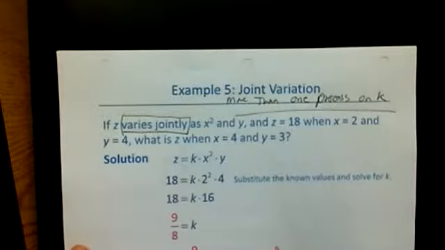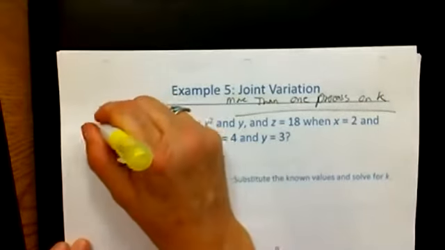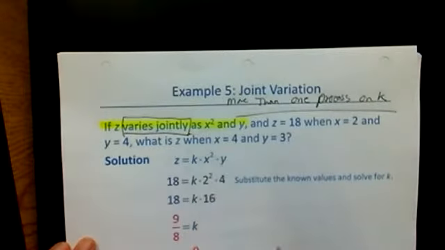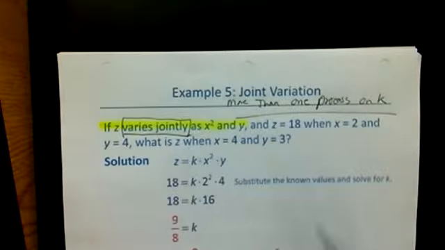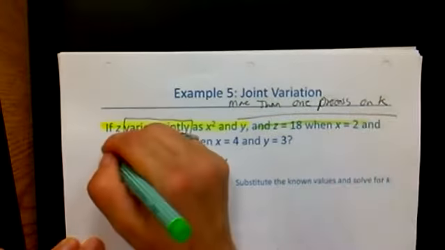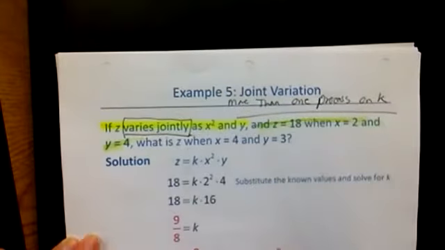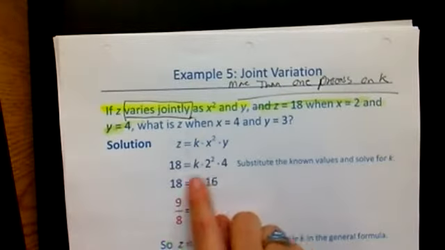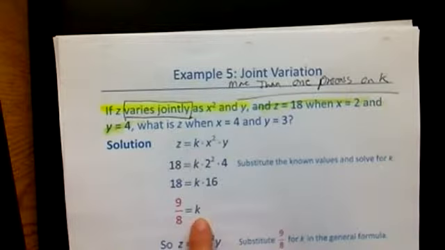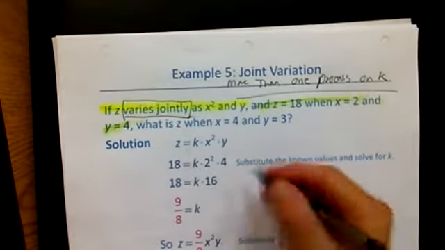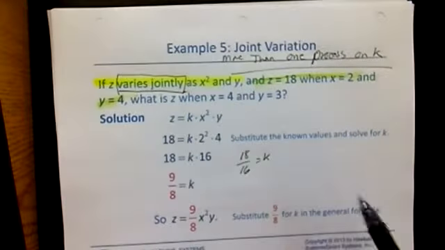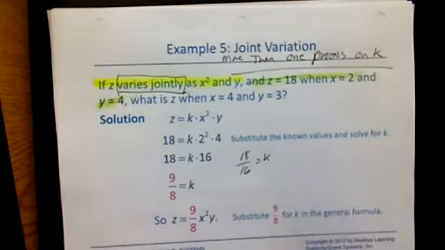It says, if Z varies jointly as X and Y, so jointly means K is going to be times X squared times Y, and Z equals 18 when X equals 2 and Y equals 4. So plug 18 in for Z, plug 2 in for X, plug 4 in for Y. Multiply those things out, come up with what K happens to be. So 18 divided by 16 is what they did in there. And once that's reduced, it reduces to 9/8. And then finally, we need to put that in for K and finish out our problem.